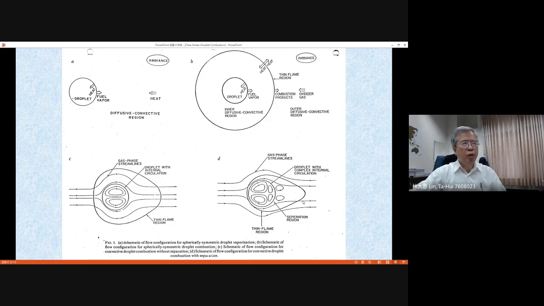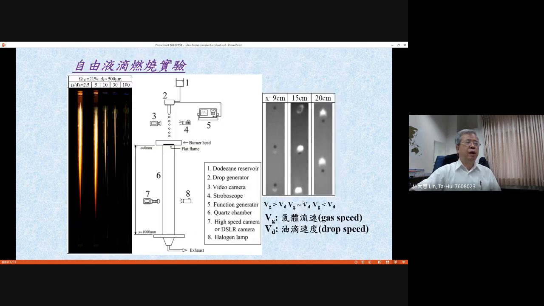Now, I try to give you another experiment to let you experience those kinds of variation. Now we go to the free-falling droplet experiment, and this experiment was actually performed by our research group, and the experimental system is very similar to those kinds of systems reported in the literature. But we found some interesting experimental results, and I want to show you. Okay. Now, in the middle, this is a schematic of our experimental apparatus.